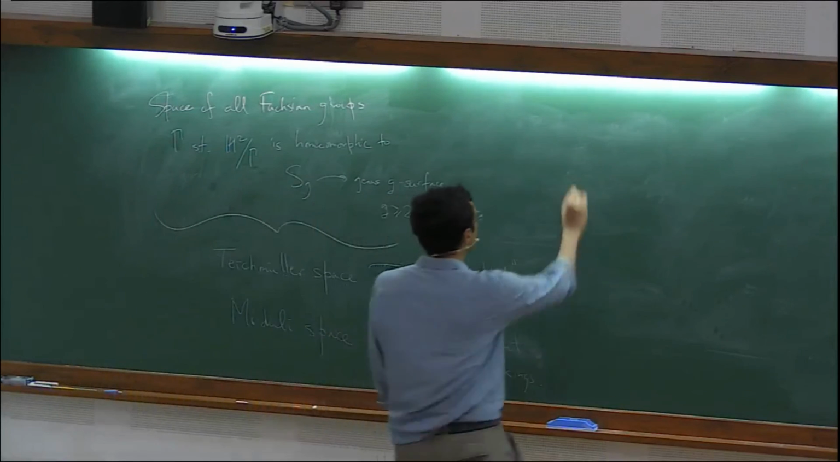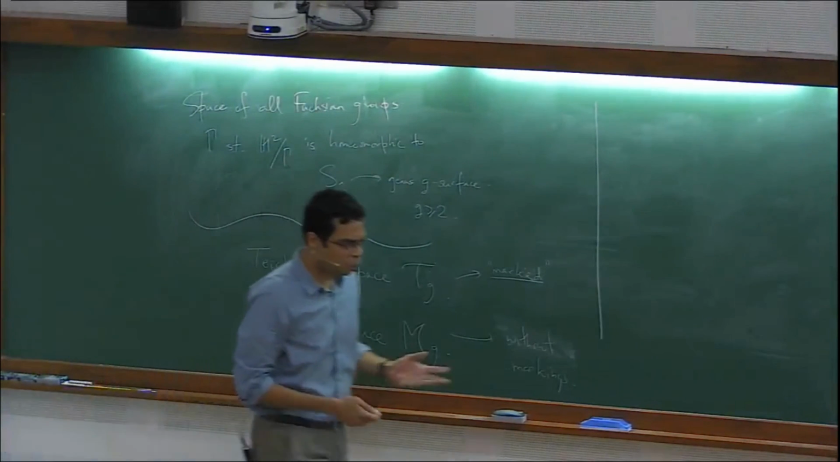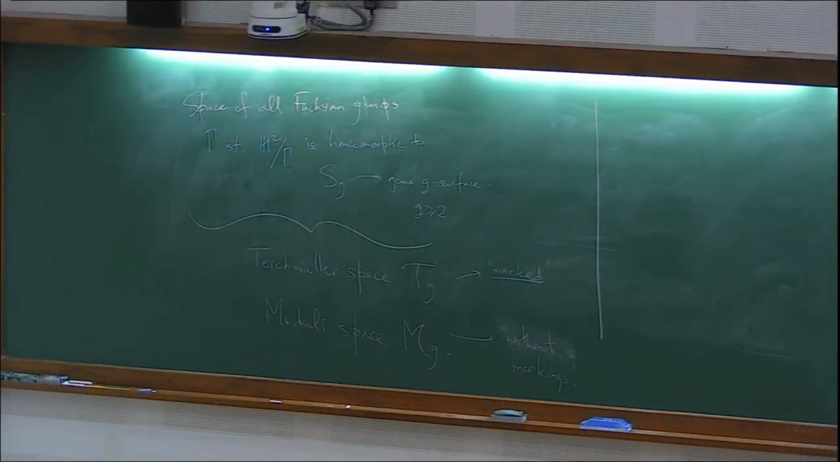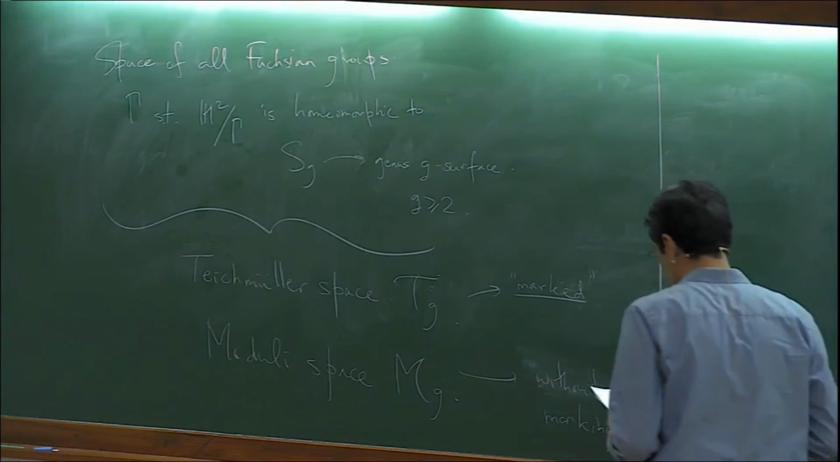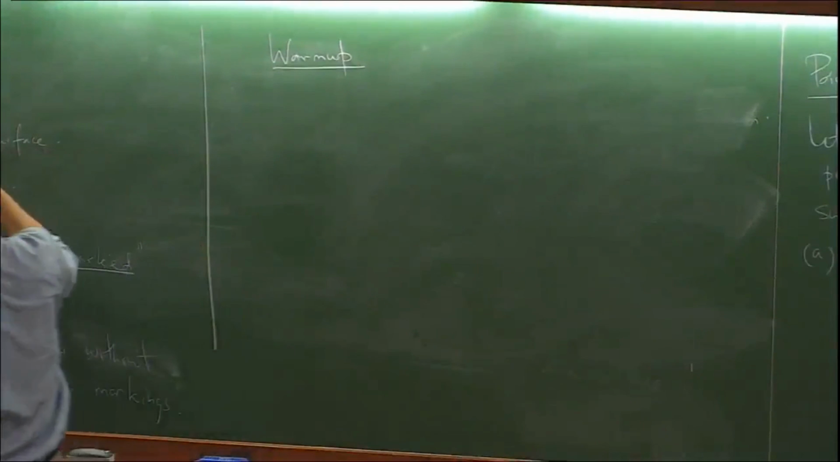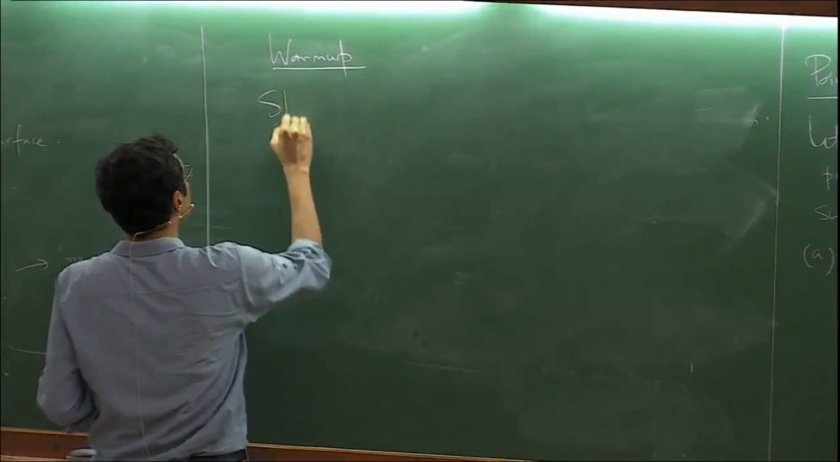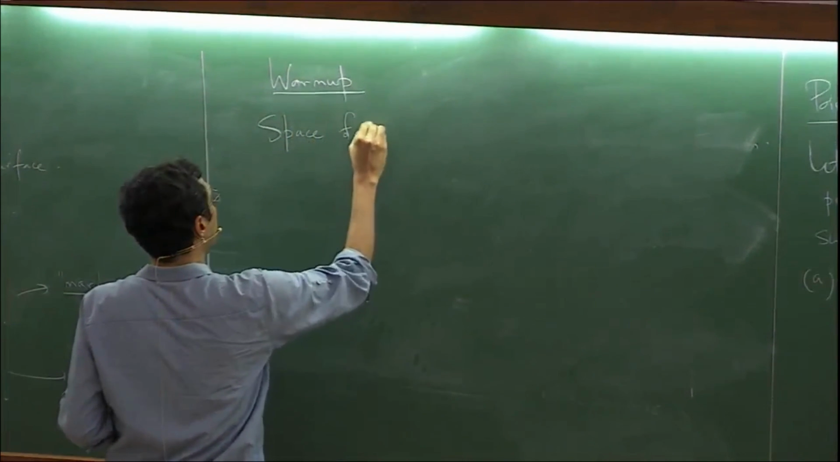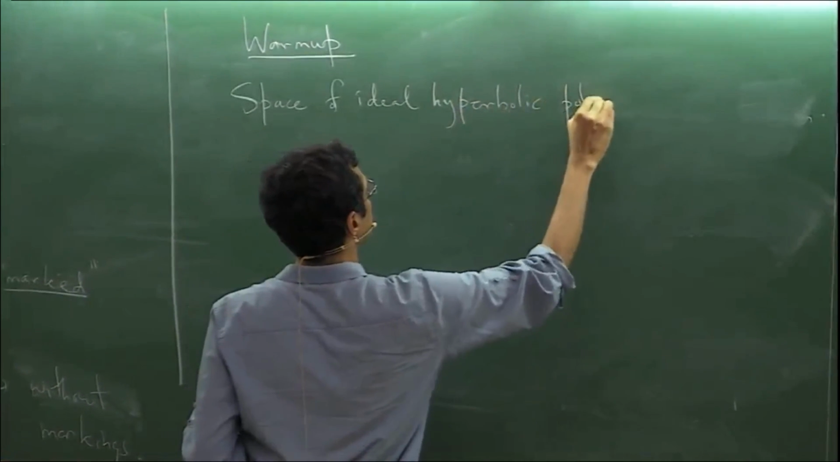So let me sort of now go towards what these spaces are. As a warm-up, I want to talk about the moduli space of ideal polygons. Okay, so this will be like the warm-up to understanding why we need these markings and so on. So instead of talking about closed surfaces, let's just look at what the Teichmuller space, moduli space of ideal polygons would be. So space of ideal hyperbolic polygons. So what are they?